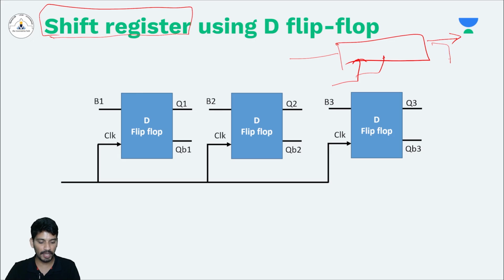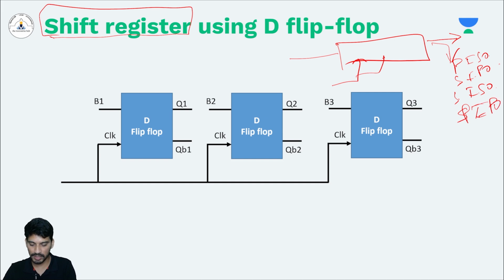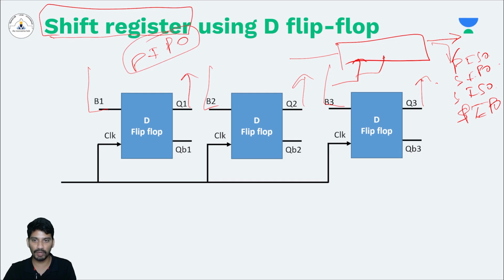There are multiple types of shift registers like PISO, SIPO, SISO, that is, parallel in serial out, serial in parallel out, serial in serial out, and parallel in parallel out, PIPO. So in this particular case, we are giving inputs in parallel and we are expecting outputs in parallel. This is a PIPO, parallel in parallel out shift register. How does it work?